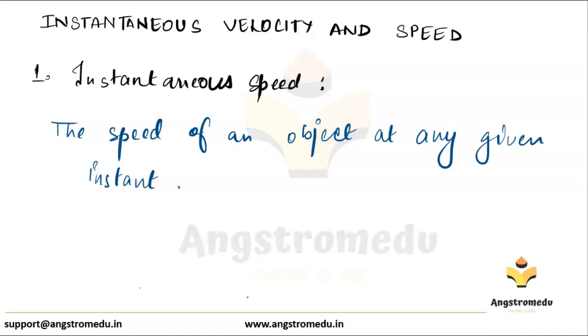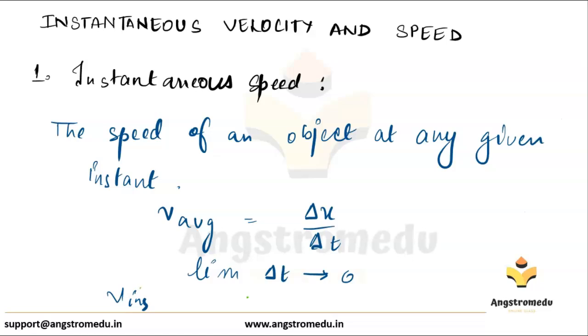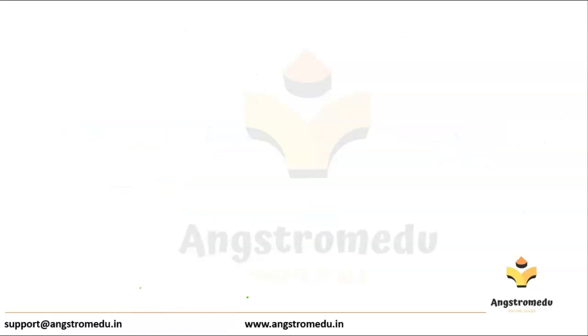We can determine it by finding out the average speed over very short distances in time. We know that average speed V average is equal to delta x by delta t. So if we say that the limit of delta t tends to 0, then V instantaneous will be equal to dx by dt. So it is the speed of a particle at any instant of time.